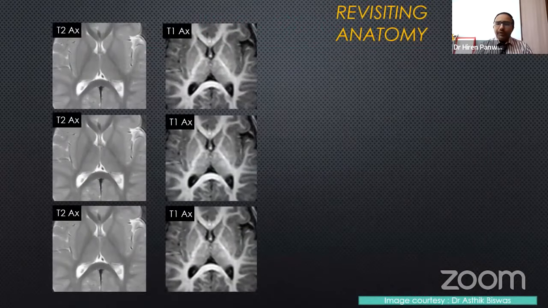So first of all, we would like to revisit the anatomy. Basically, the basal ganglia are mainly made up of the globus pallidus and corpus striatum.